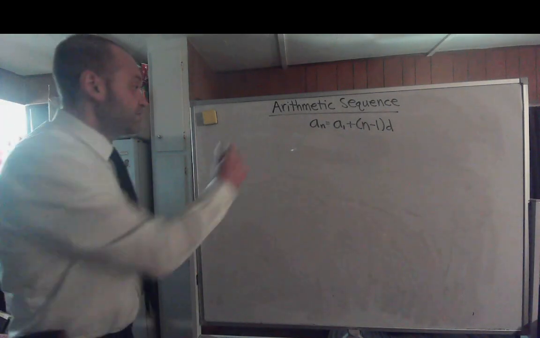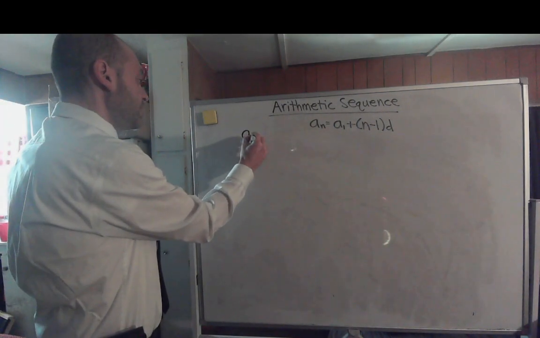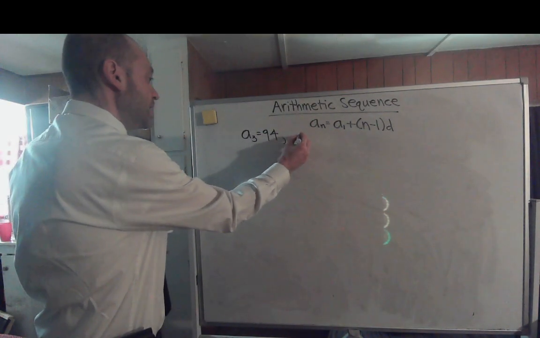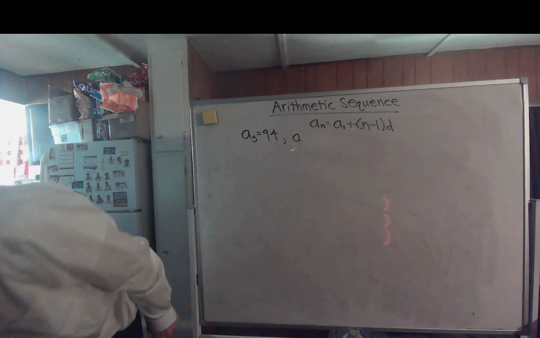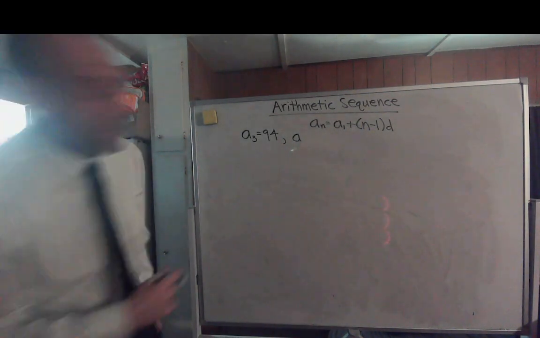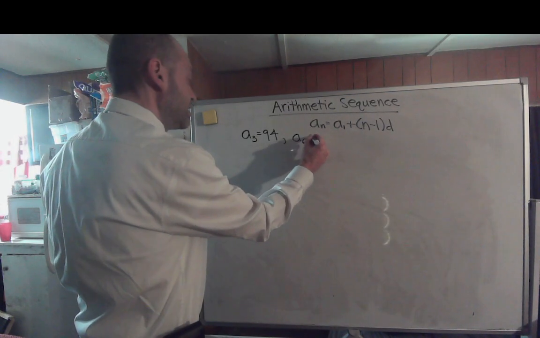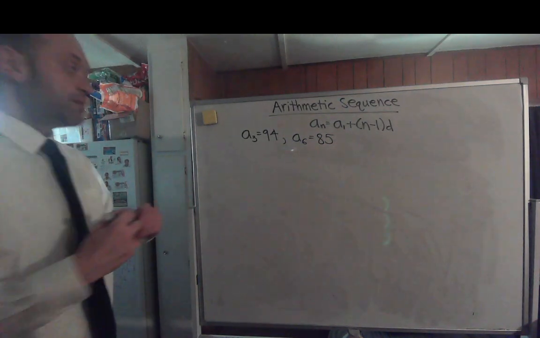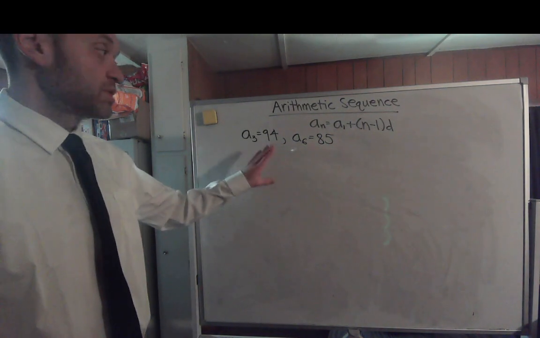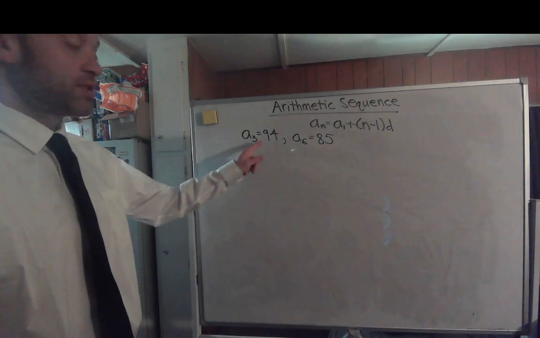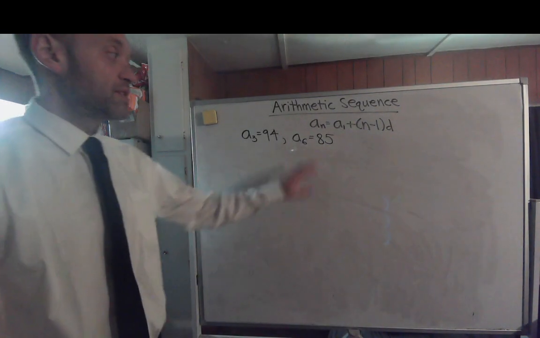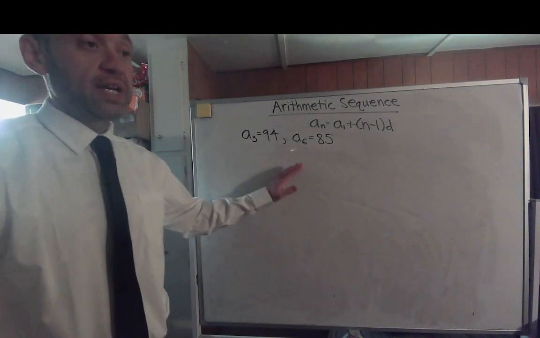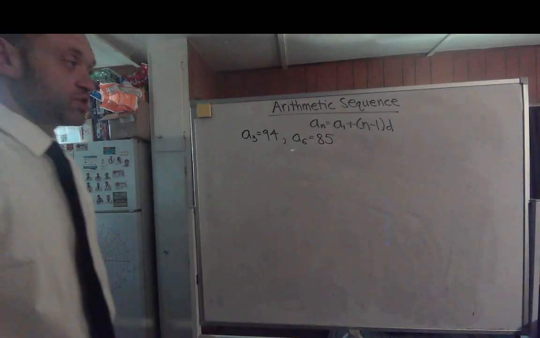What if you're given a sub 3 equals 94, and then you're given another term, a sub 6 equals 85? So this time we don't know the first term or the common difference. We only know the third term, which is 94, and the sixth term, which is 85. This is where we need to get into a system of equations.